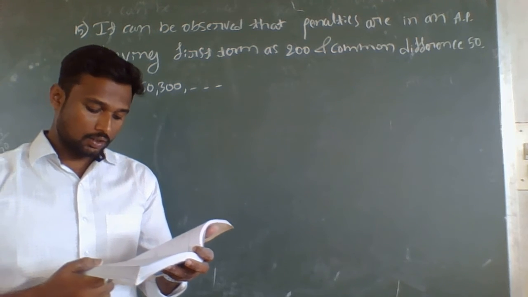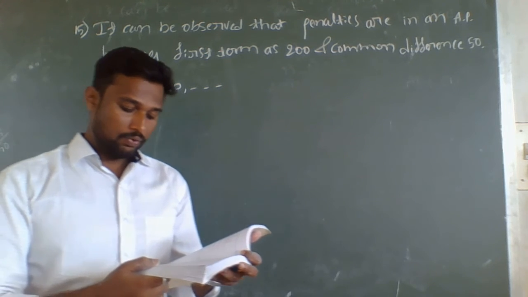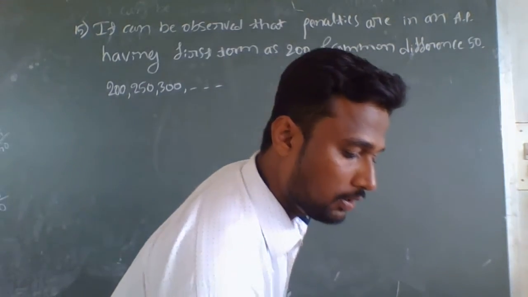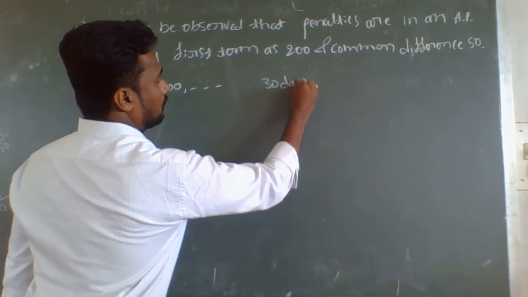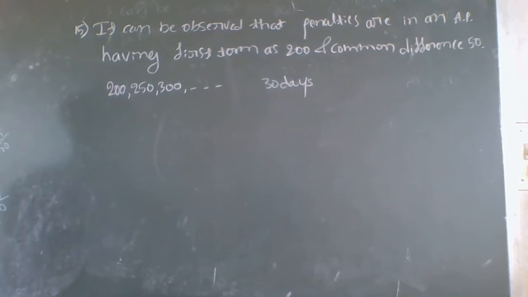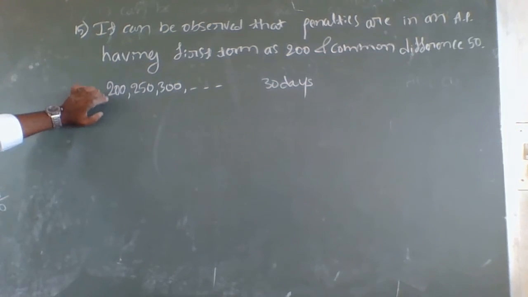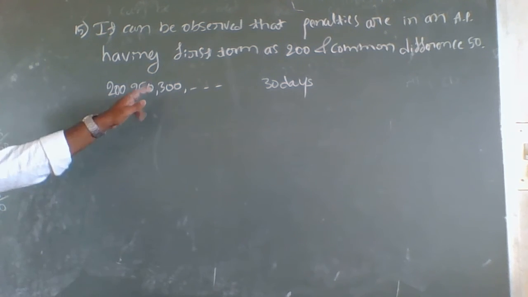So it is 50 rupees more penalty than the previous day. How much money does the contractor have to pay as penalty if he has delayed work by 30 days? If the contractor delayed the work by 30 days, how much does he have to pay as penalty? So here, by observing this, the penalties are in an AP, having first term as 200 and the common difference as 50.